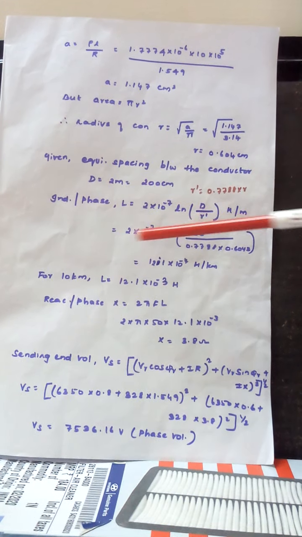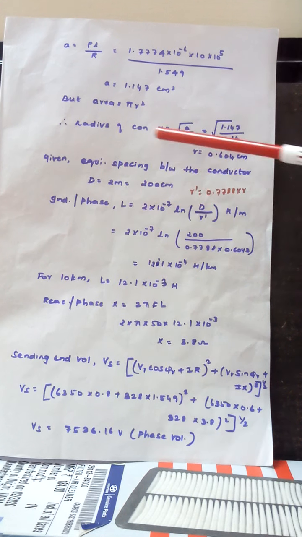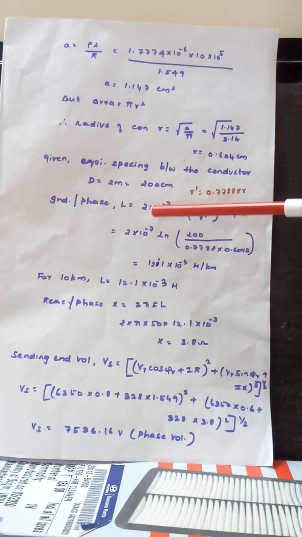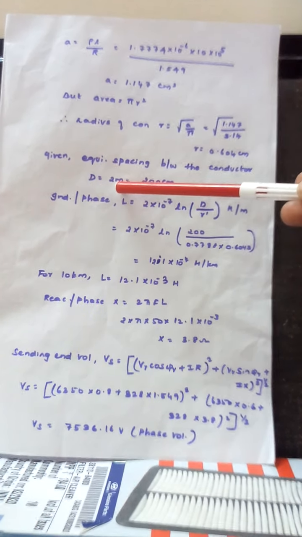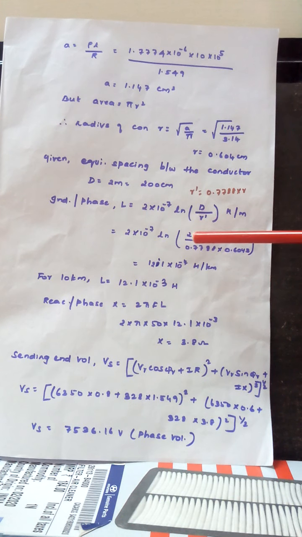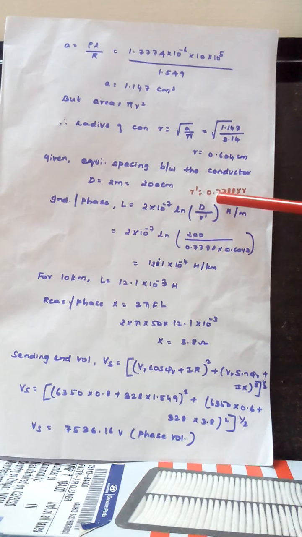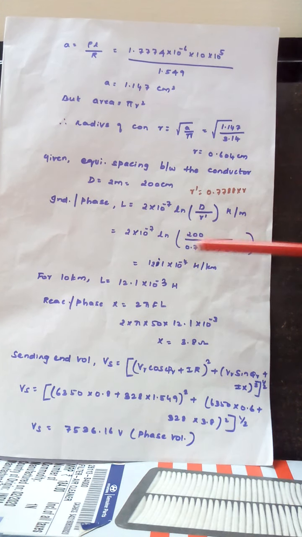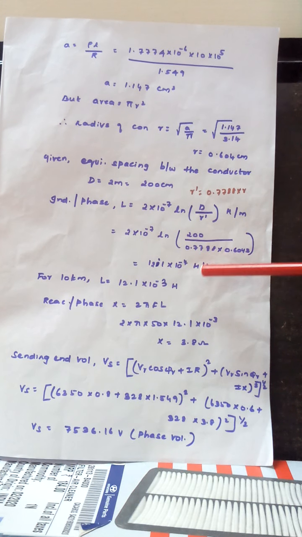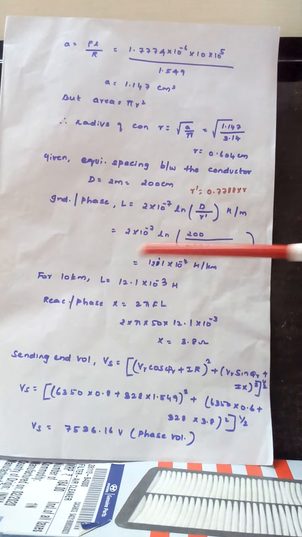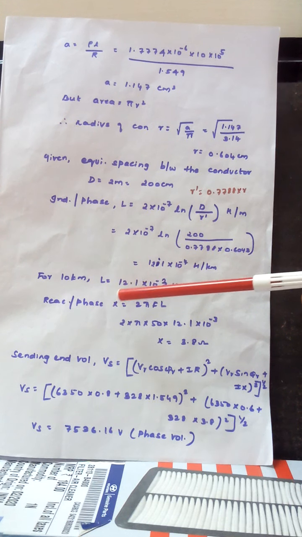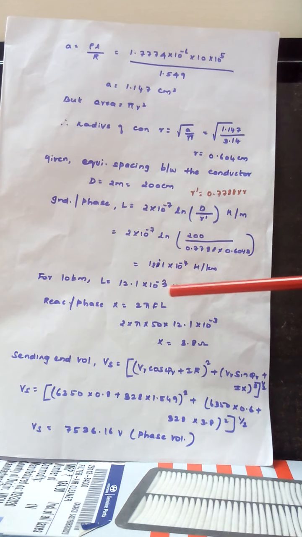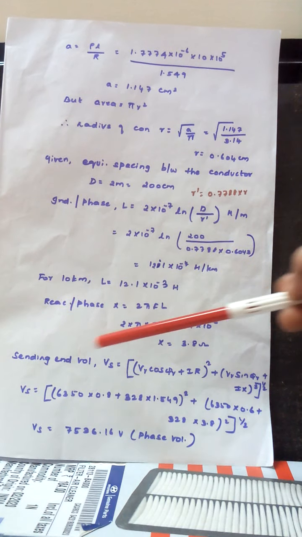This we have already derived in the second module. The inductance per phase for the equilateral spacing of the conductors is L equals 2 into 10 to the power of minus 7 ln of D by R dash. Here the distance between the conductors is given as 2 meters, which we convert into centimeters, so 200, divided by R dash, which we can write as 0.7788 into R. The R value we got is 0.604, so substituting here we get 12.1 into 10 to the power of minus 4 Henry per kilometer. Here the length is 10 kilometer, so for the entire length we get L equals 12.1 into 10 to the power of minus 3 Henry. Next, the reactance per phase.